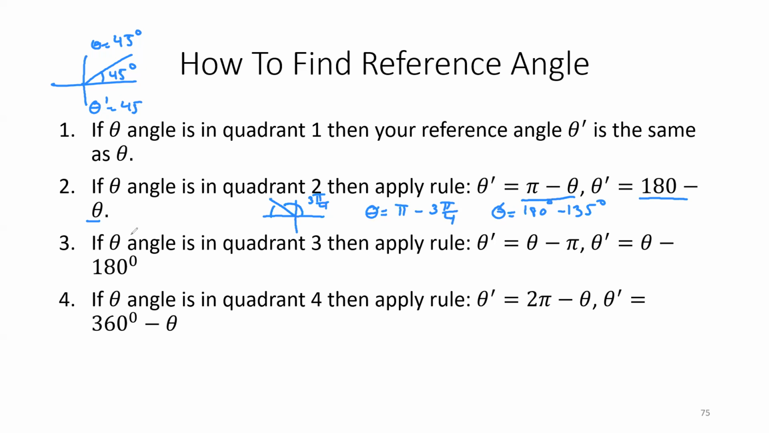Now rule three states if your theta is in quadrant three, it would be theta minus pi or theta minus 180. And lastly, if your theta is in quadrant four, what you would do is 2 pi minus theta or 360 minus theta. Okay, so write down these rules because we're going to do some examples.